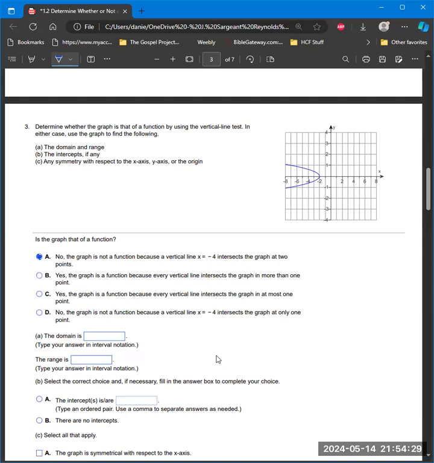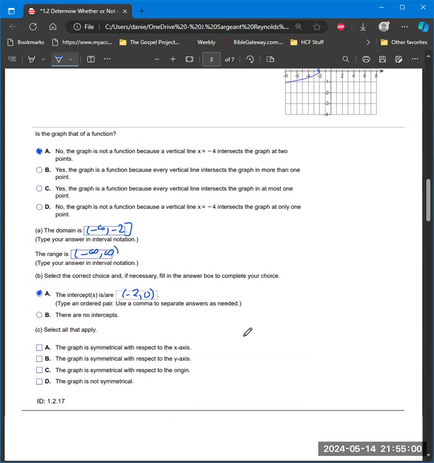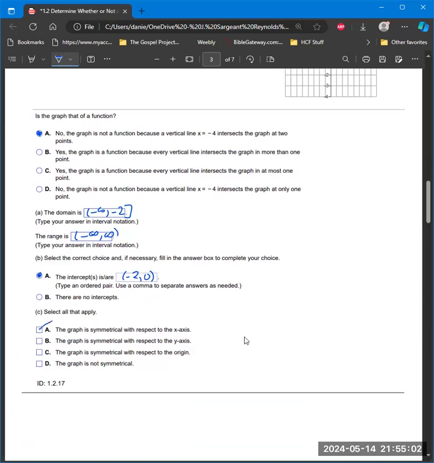So that's A. Its domain is going to be -infinity to -2 included. Its range is going to be -infinity to positive infinity, and it only has an x-intercept at (-2, 0), no other intercepts, and it's symmetric with respect to the x-axis, and it has no other kind of symmetry.